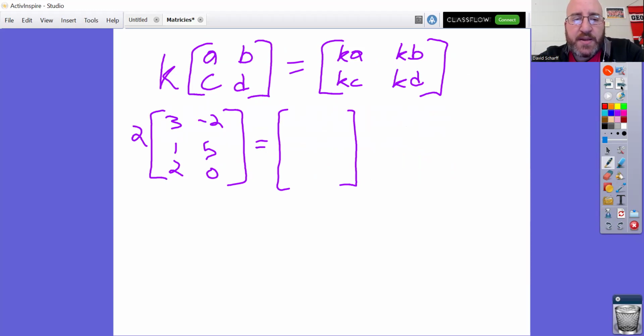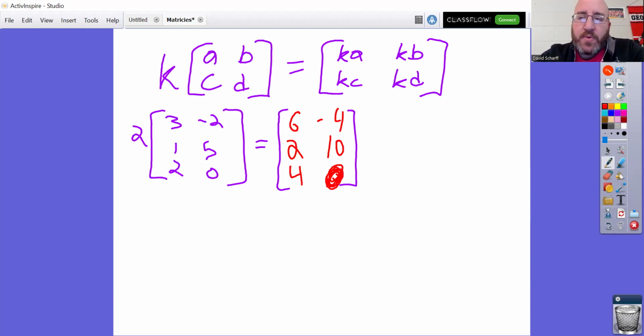The general example is 2 by 2. The specific example is 3 by 2. Again, you're literally just going to multiply everything by 2. So 2 times 3 is 6, 2 times 2 is 4, 2 times 1 is 2, 2 times 5 is 10, 2 times 2 is 4, 2 times 0, excuse me, is 0. That easy. Again, can't make that any more difficult. That is what it is.